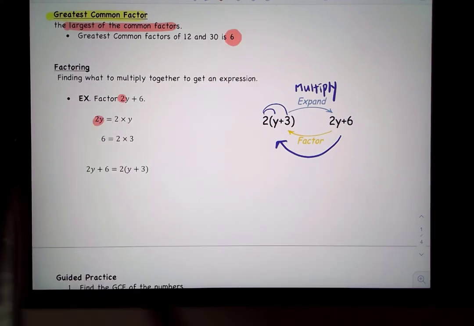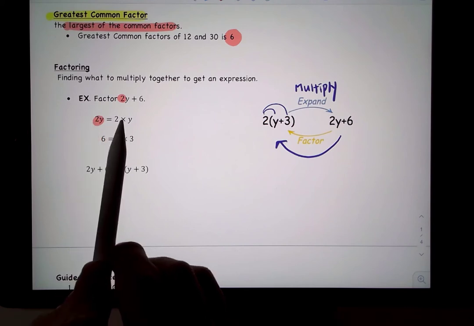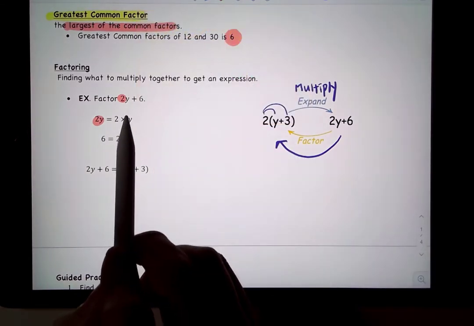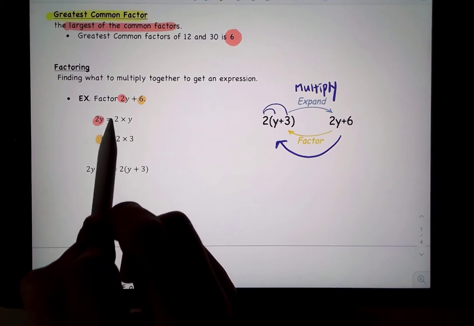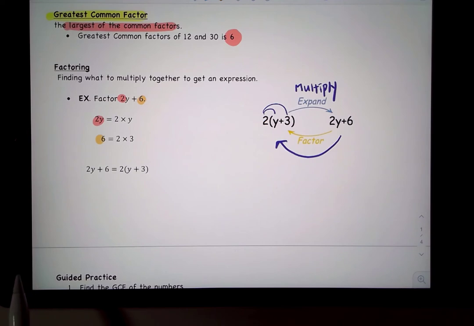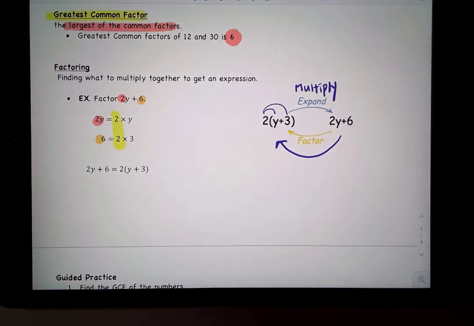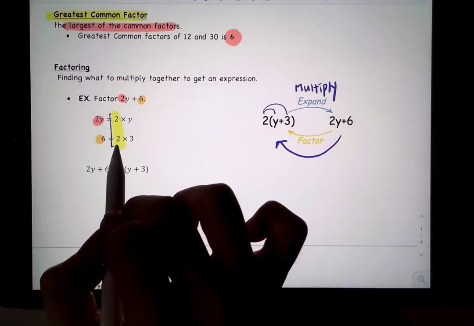First, the 2y here. 2y means 2 times y. And then 6. When you break down 6, we can make it 2 times 3. It could also be 1 times 6, that's fine, but we want to find the common factor, so I use 2 times 3. Do you see it? Your common factor is 2, because 2y has 2 and 6 has 2. So we can factor by GCF. In this case, 2 is the GCF.